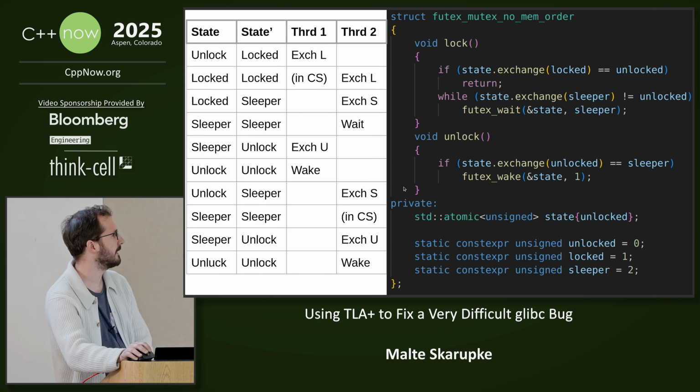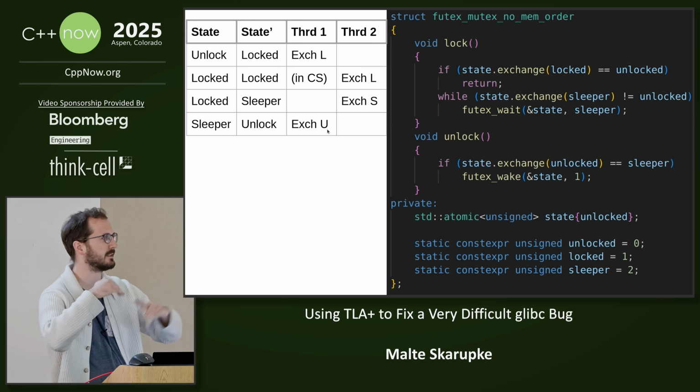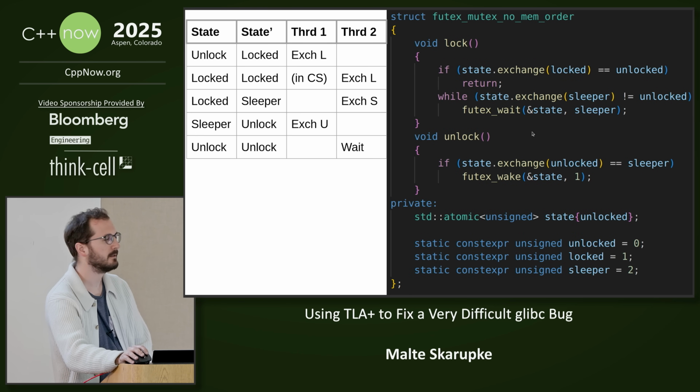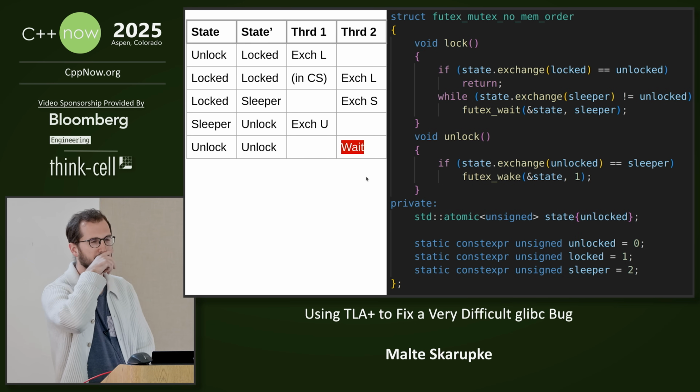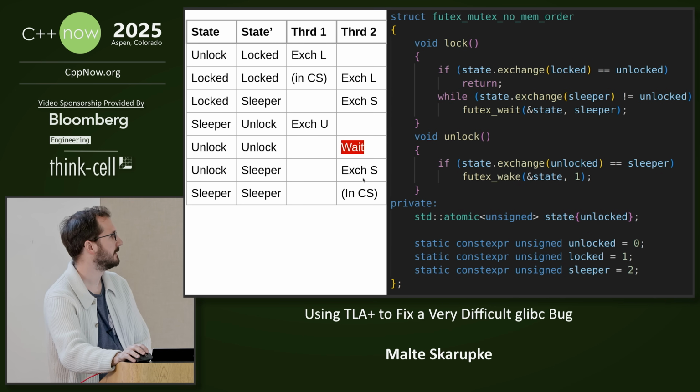A less happy path would be: what if, before this wait happens here, this one unlocks before the wait actually happens? It just gets right in there, between these two lines, and the other thread does the exchange. In this case, the futex wait is going to fail because it's a compare and wait. The comparison will fail because the state's at unlock, it's not at sleeper. So this wait will not actually wait. We're going to go back and loop again, and that is what saves us in this case.